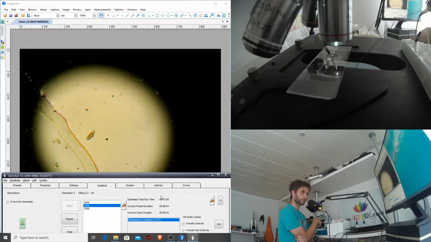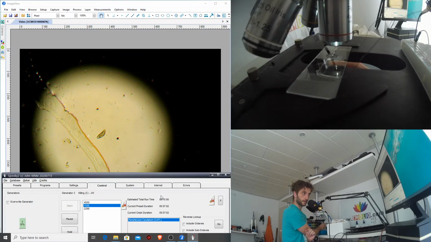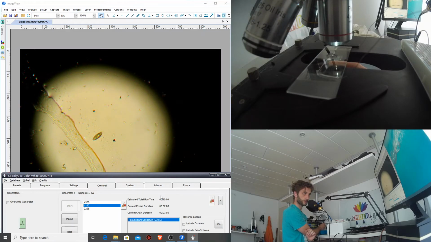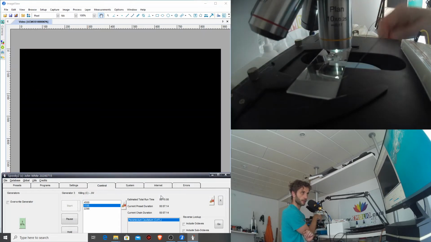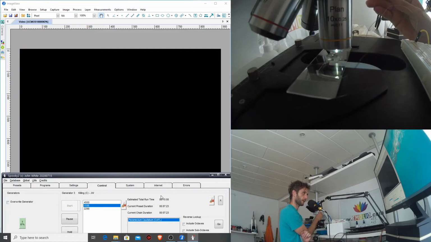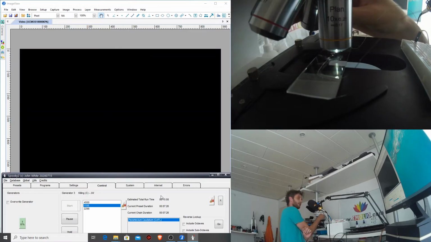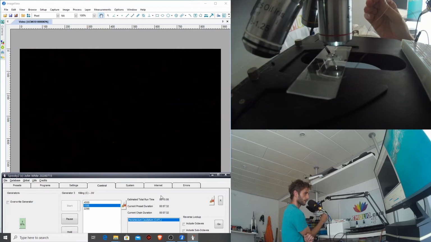So let's see if it's really dead or just standing still. No, I can see the movement. We can zoom in on the 20 times, but it doesn't give me anything back. That's weird. Now I lost it.